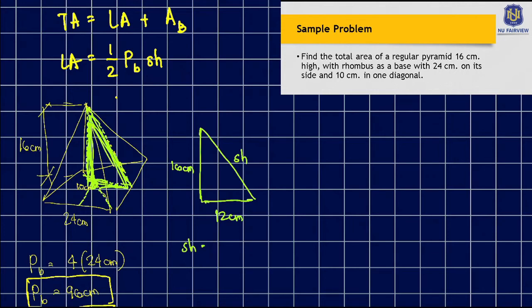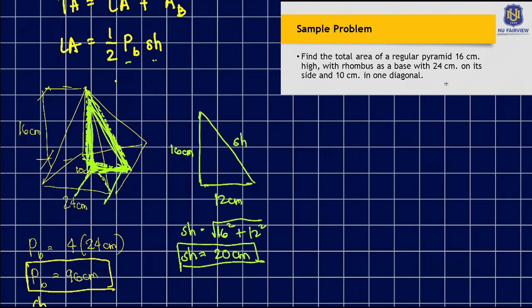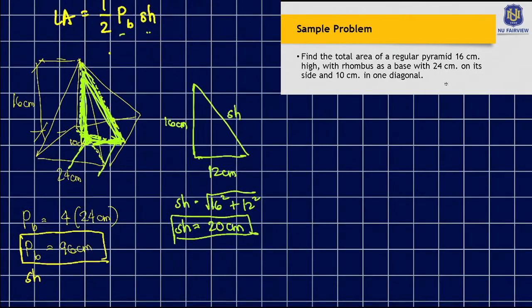at kalahati ng 24. So, to solve for your slant height, that would be equal to 16 squared plus 12 squared. So, ano pong sagot doon? So, ang SH natin is equal to 20 centimeter. Okay, 20 centimeter lang, kasi in-square root na natin siya. So, now, we have our perimeter and our slant height. Mako-compute na natin si total area.